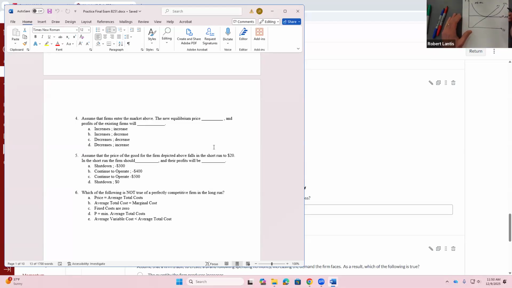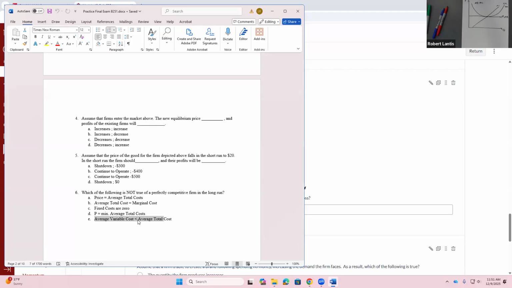Now, in the long run, where would my average variable cost curve be? It's the exact same thing as my average total cost, right? So right away, if I know I'm in the long run, what can I rule out? Well, average variable and average total should be the same thing, so I know this one can't be true. I'm already done. But let's just assume I didn't give you that answer, right?